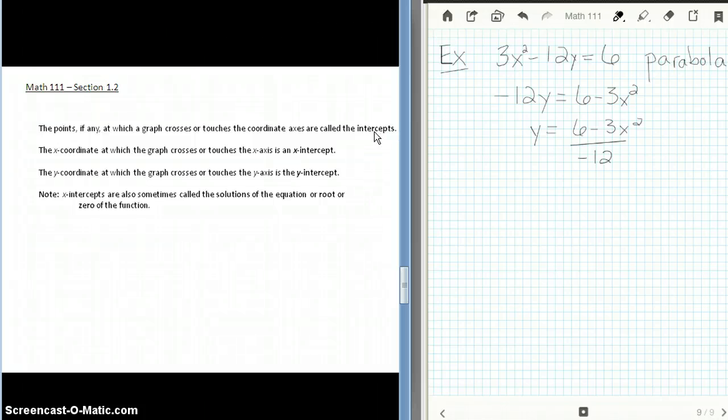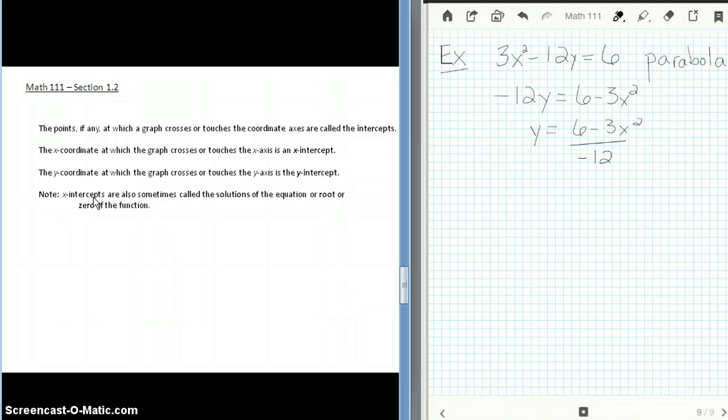Words are sort of similar. And specifically, we like to identify the x-intercept versus the y-intercept, right? They are different things. So the x-coordinate at which the graph crosses or touches the x-axis is an x-intercept. A graph can have more than one x-intercept, right? It might have many. Alternatively, the y-coordinate or the y-value at which the graph crosses or touches the y-axis is called the y-intercept, right? A graph can only have one of these if it's a graph of a function, and you'll see why in a later section, but there should only be one of those.